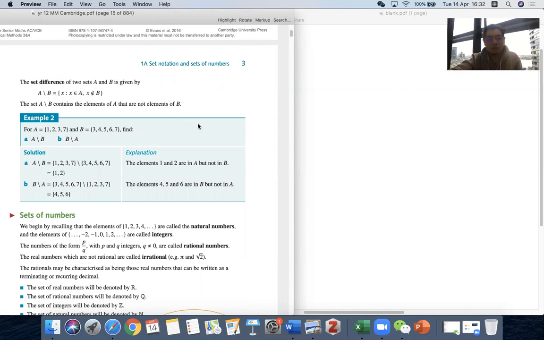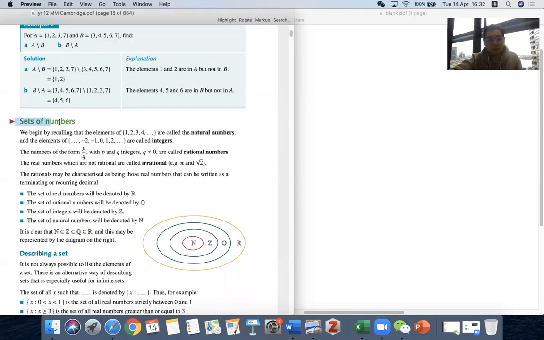And now let's move on to the next one. We call it set of numbers, okay? This is also straightforward. The first one is N, we call it natural numbers. And the next one we call integers, which we simply write as Z over here.